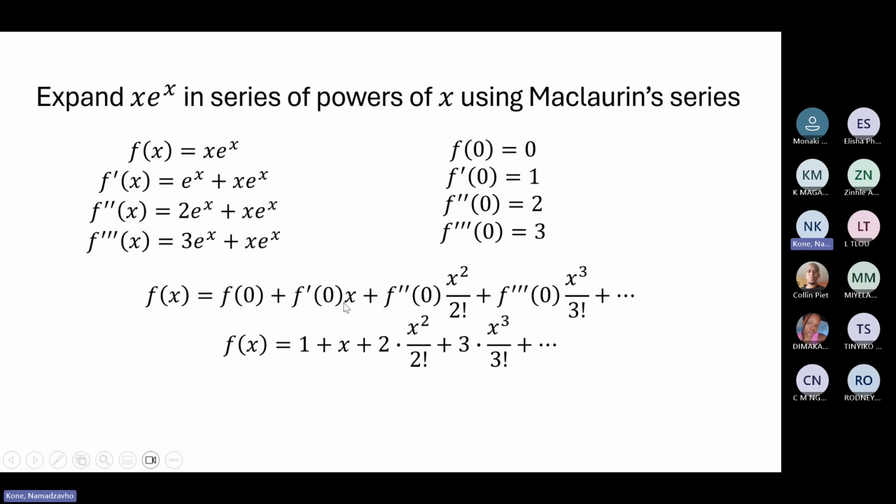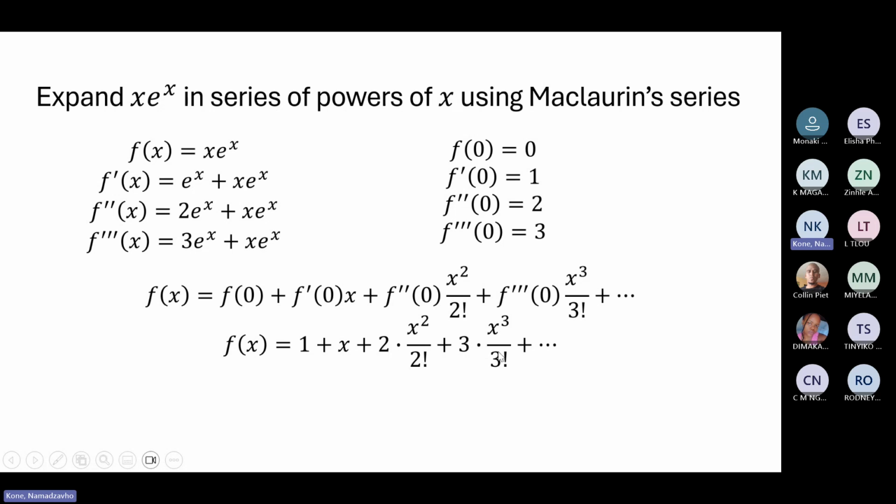Then this term is from this one, x power 1, coefficient 1, that is the one. Then the next one is the second order derivative at 0, which is coefficient 2, which is that one, and multiplied by x squared over 2 factorial. So 2 factorial, as you know, is 2 times 1, which is 2. So 2 and 2 should cancel, and then this term should be x squared.